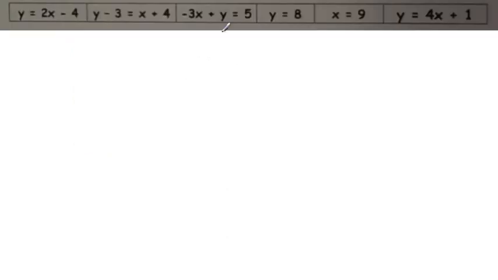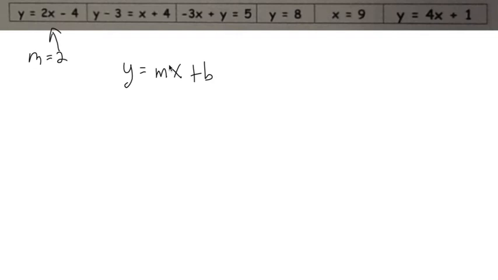Okay, so let's look at the equations. We know that if we put an equation into slope-intercept form, y equals mx plus b, that m is our slope. The number in front of the x is our slope, but only if it's in slope-intercept form. So on the first one right here, that's y equals mx plus or minus b. So the 2 in front of the x then obviously is our slope.